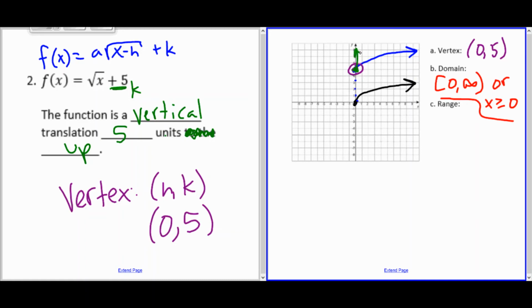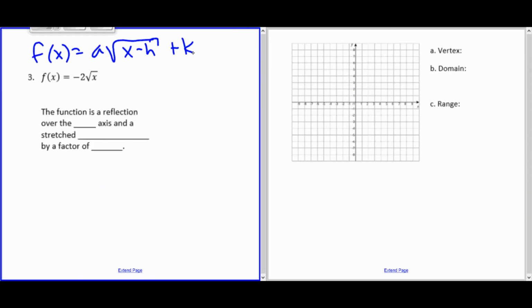So for the range, remember you're going to start at the vertex, and the range, notice the blue graph is all above the vertex. So that means my range is y is greater than or equal to the y value of my vertex, which is 5. So you could say y is greater than or equal to 5, or you could say 5 to infinity, like that.